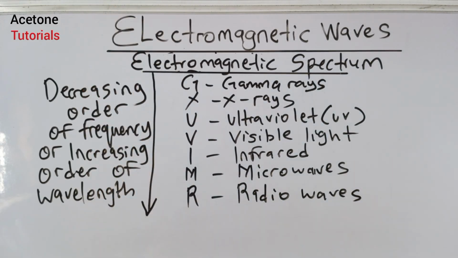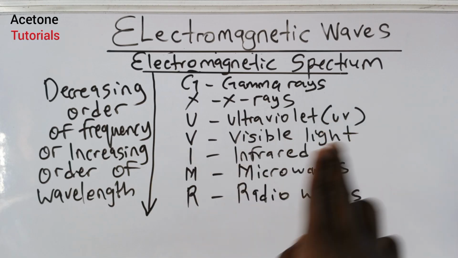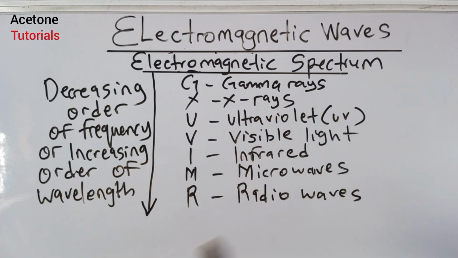Decreasing order of frequency or increasing order of wavelength. Gamma rays, the highest frequency with the lowest wavelength. Radio waves, the lowest frequency with the highest wavelength. That's the electromagnetic spectrum. GXUVIMR: gamma rays, X-rays, ultraviolet, visible light, infrared, microwaves, and radio waves.